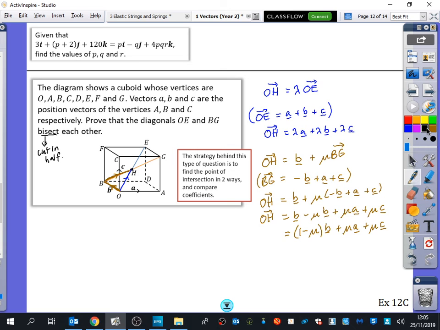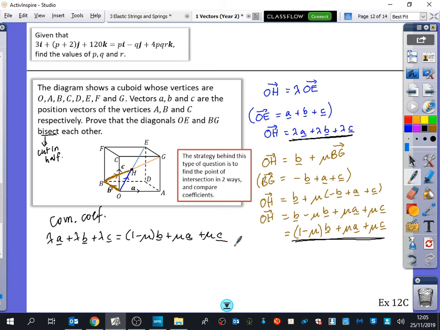Now I get to part C of our question, which is to do the comparing coefficients. So let's compare coefficients. We know that OH is equal to OH. So this thing has got to be equal to this thing. So lambda A plus lambda B plus lambda C is equal to 1 minus mu B plus mu A plus mu C.